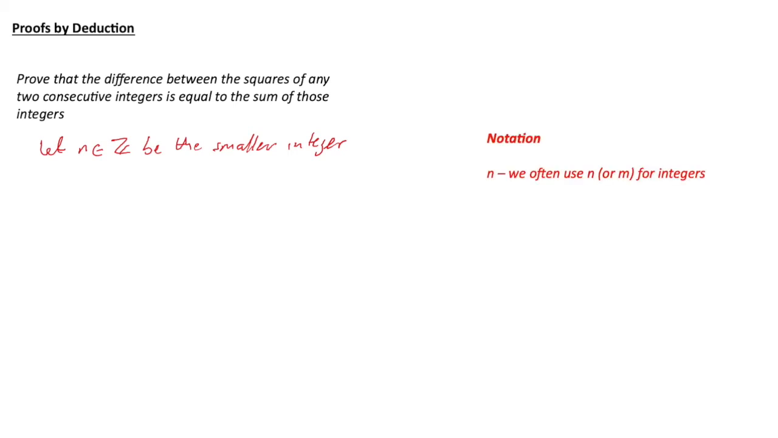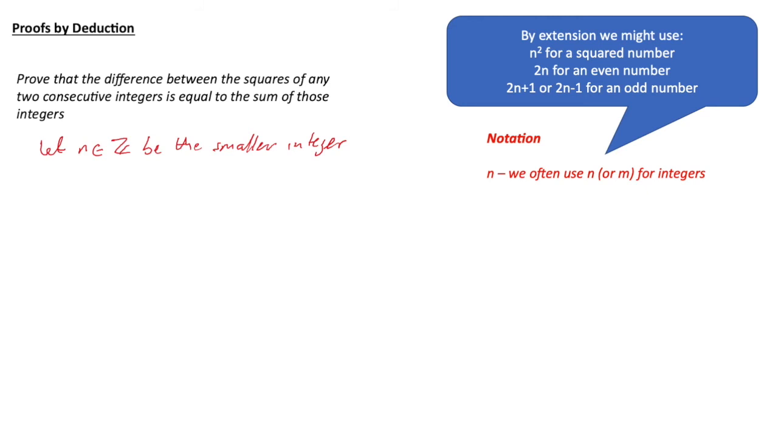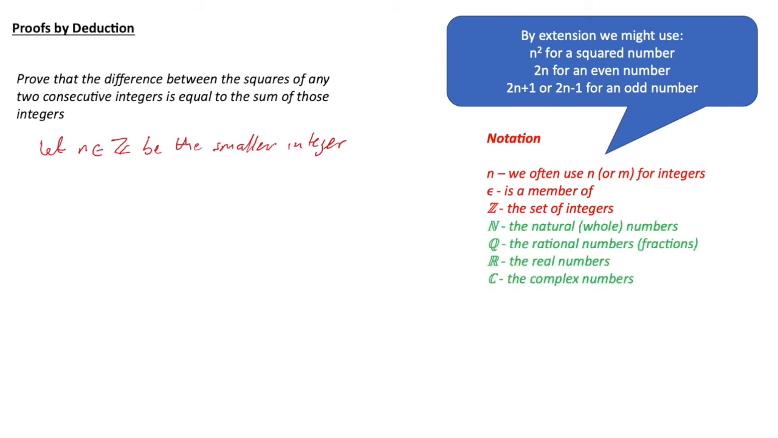We often use n or m for integers, and incidentally it's worth noting at this point that we sometimes use n squared, obviously, for a squared number. If the question stipulates, or the situation stipulates, an even number, we would use 2n, and for an odd number we can use 2n plus 1, or 2n minus 1 sometimes is more convenient. The other symbols there: that Greek e means is a member of, and the z with the extra line is the set of integers. We also, incidentally, for various other sets, have these double line capital letters. N is the natural numbers, so that's positive whole numbers.